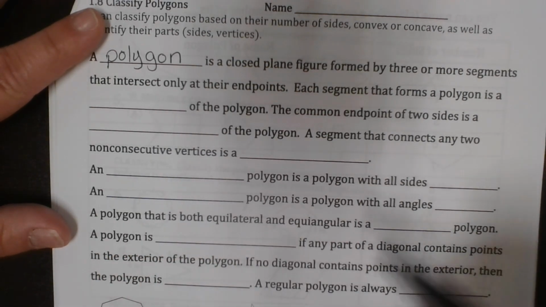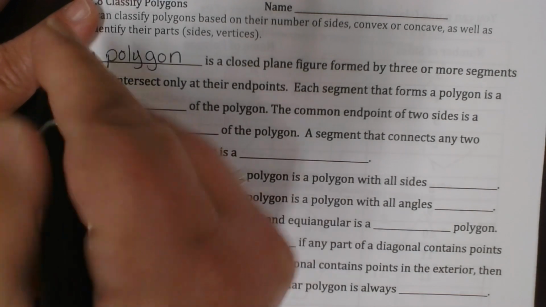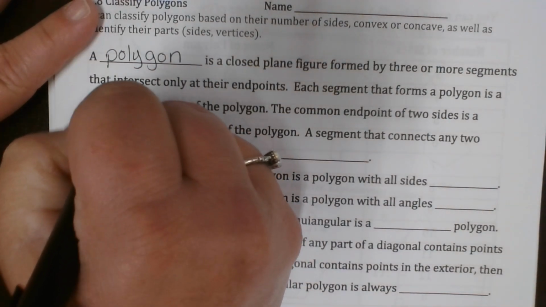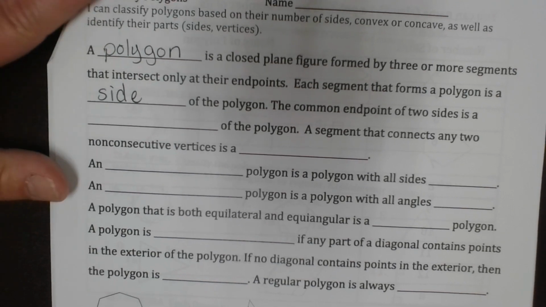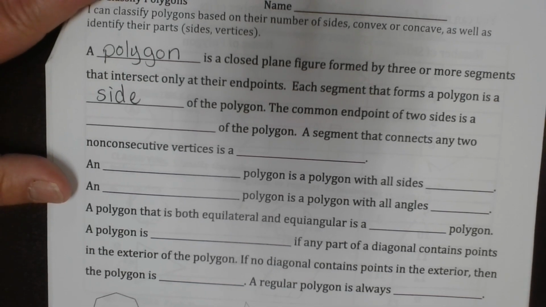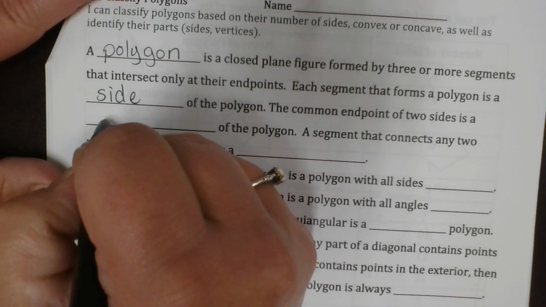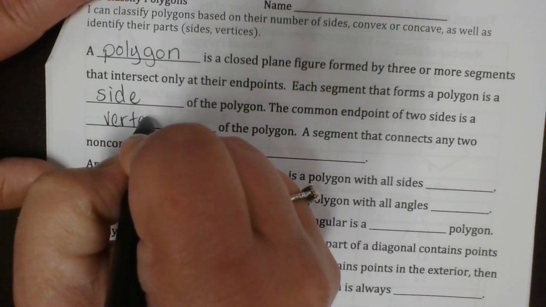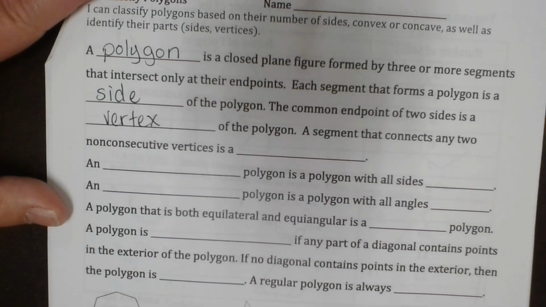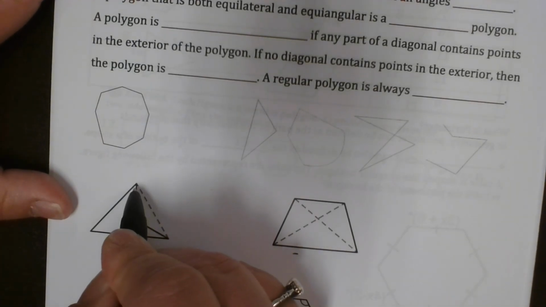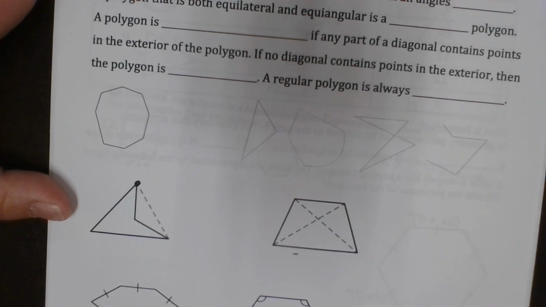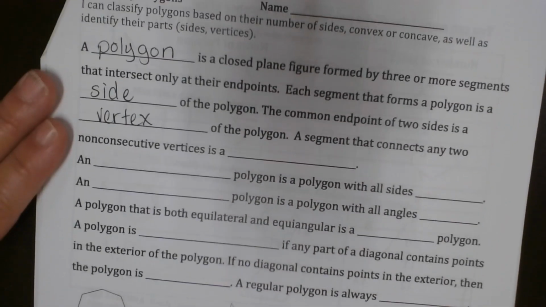So each segment that forms a polygon is a side of the polygon. Okay? The common endpoint of two sides is a vertex. So when two lines meet, like here, where two lines meet, that point they meet at is called a vertex.